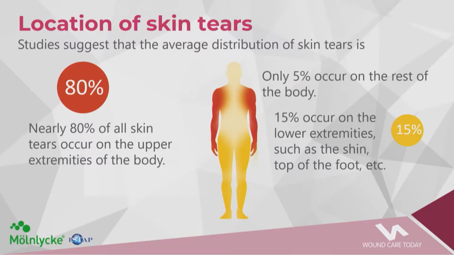So where do we find skin tears? The study suggests that the average distribution of skin tears is 80% occur on the upper extremities of the body, so the arms and the forearms. We do find 15% on the lower extremities, such as the shin or the top of the foot, and then the other 5% occur elsewhere on the body. And this reflects what I see in clinical practice, with lots and lots of skin tears on the forearms of elderly patients, although I do see them again on the lower leg.